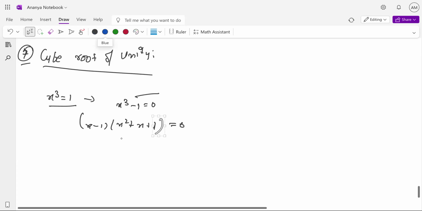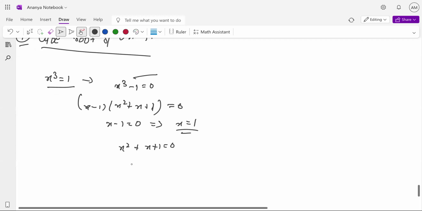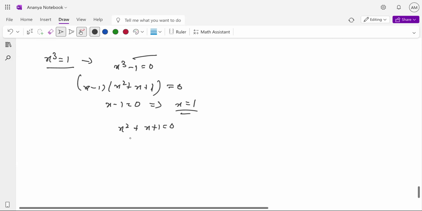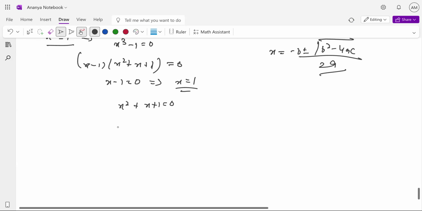So it means x minus 1 is equal to 0. So this is a real value of x which is visible to you, but there's one more value of x. What is it? This one. Can we solve this thing? Let's see. You know the quadratic method: x equals minus b plus minus under root b square minus 4ac, divided by 2a. So I'll be using that directly. Here minus 1 plus minus under root 1 square minus 4 times ac, divided by 2 times a.